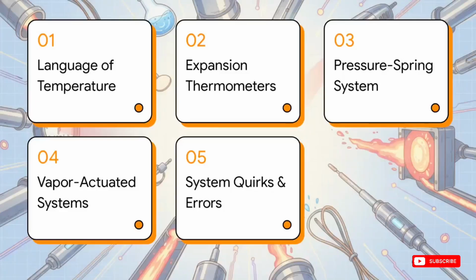So, here's our roadmap for today. First, we'll hit topic 2.1, the language of temperature. Then we'll cover 2.2 with inside expansion thermometers and the pressure spring system. After that, we'll dive into topic 2.3 for vapor-actuated thermometers, and finally wrap up with system quirks and errors.